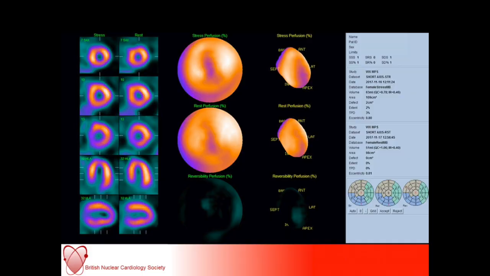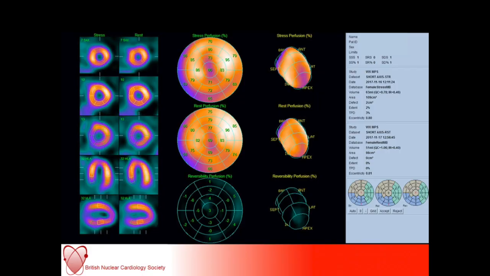If we display that as a bullseye image, stress on the top in the center, rest immediately below, you can see there that the apex is a little bit purple on this colour lookup table, and on rest it fills in. And if we look at the difference image, which is below, the apex of the heart is highlighted as being a difference. Just to the right hand side there is a 3D representation of the LV, and again the apex is a bit purple, but on the rest image, the 3D volume rendered image, it looks much more homogeneous. So there's a mild reduction in the apex, which improves at rest.